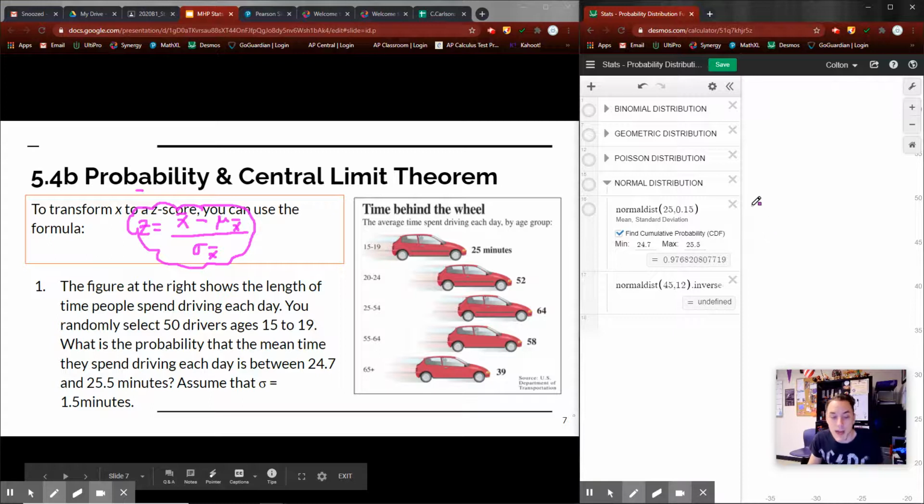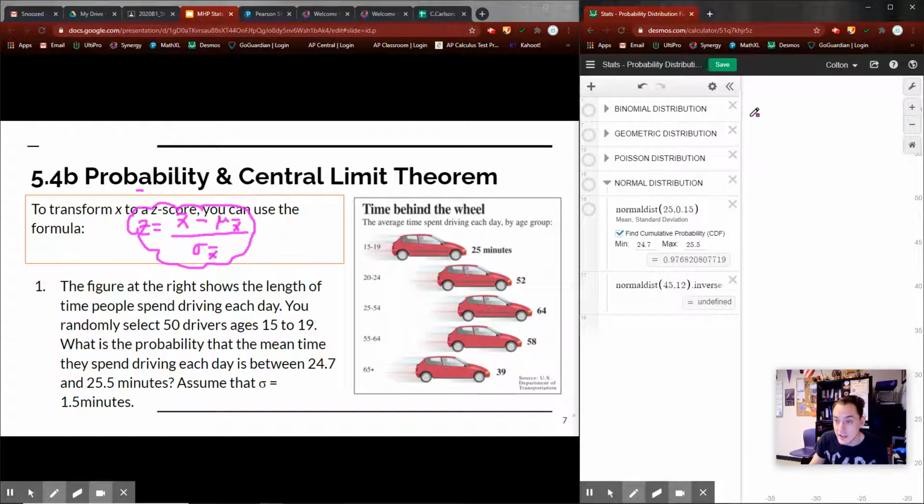So now, what do I have? Well, the first thing I have, and this is going to be my first step, guys, I need to know what my sample mean is, or the mean of my sample means. What is that? Well, that's going to equal my population mean. What's my population mean? Well, they say this. The figure at the right shows the length of time people spend driving each day.